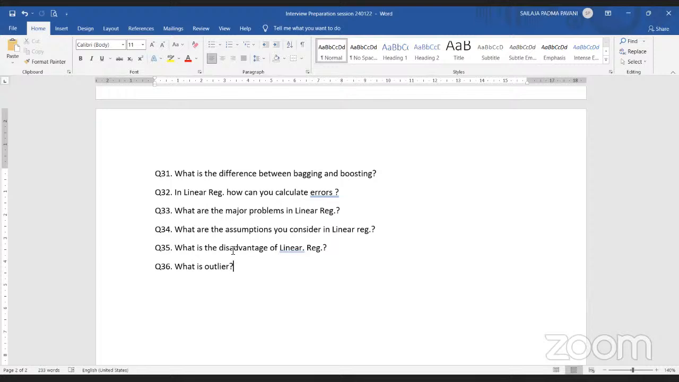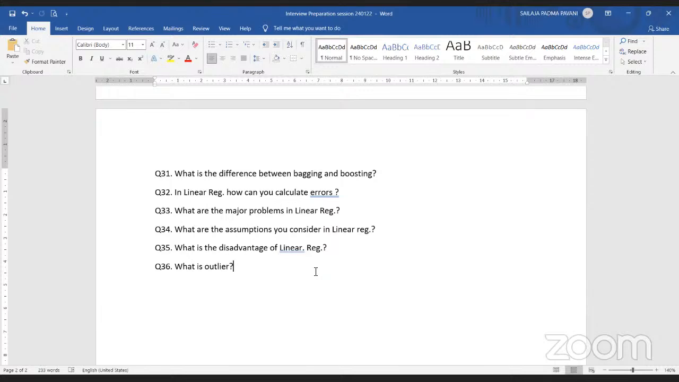So I asked you about the assumptions you make while building any linear regression algorithm, while developing any model. And also you have some disadvantages in using linear regression. What are those? Yes, it is also very sensitive to outliers. So there we got the term outliers. What do you mean by outliers?